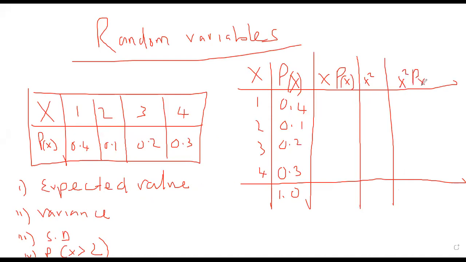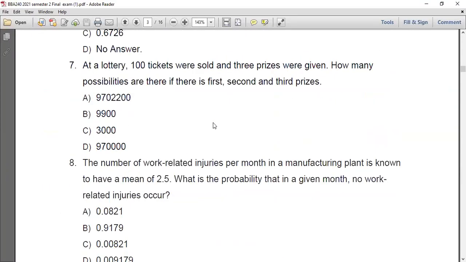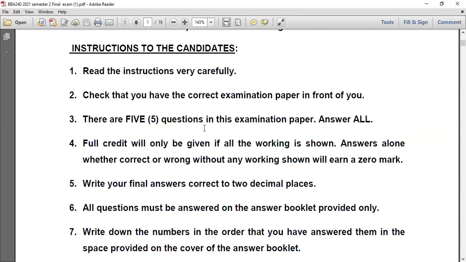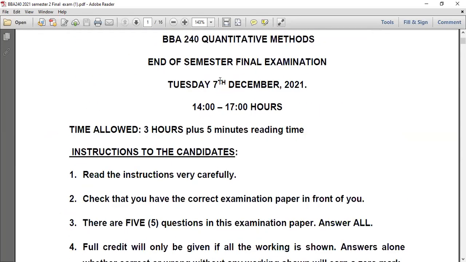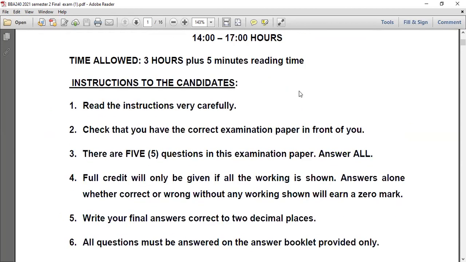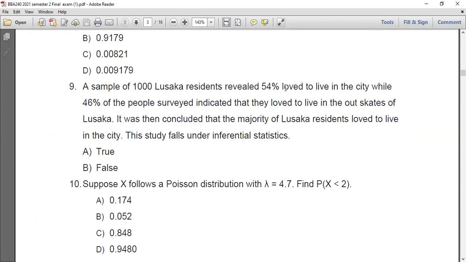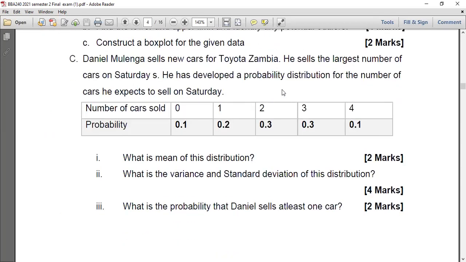This is 2021 December. That is last year's paper. Please don't interrupt. Let's get the concept.